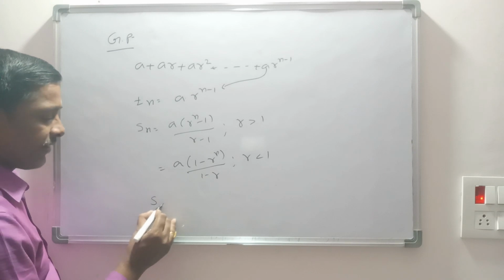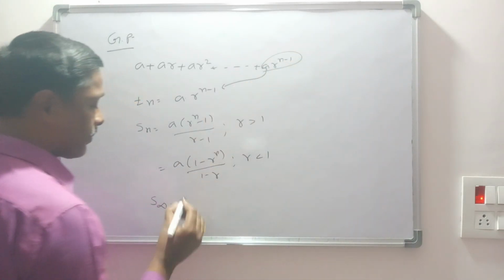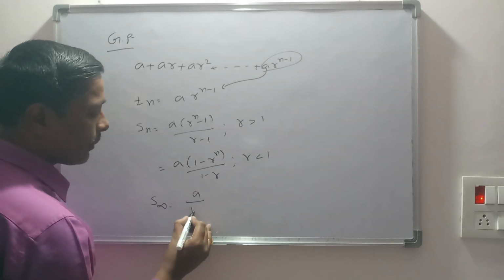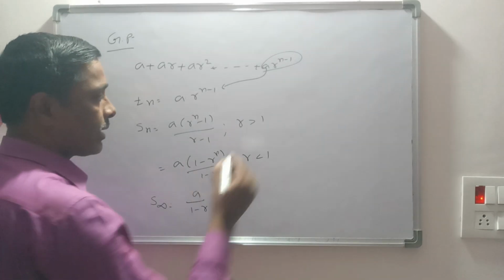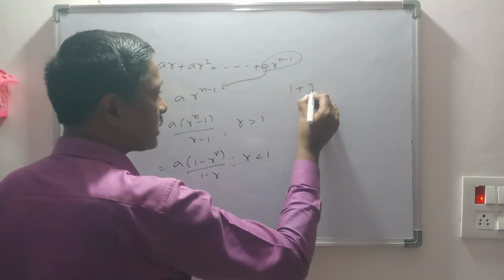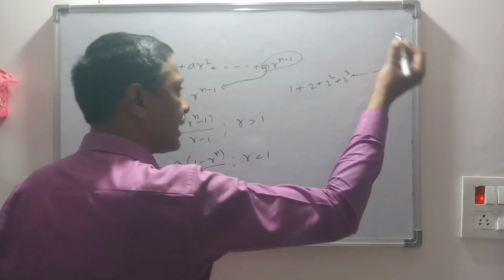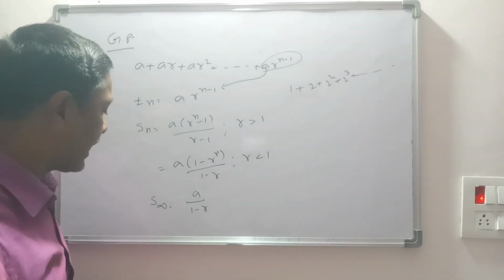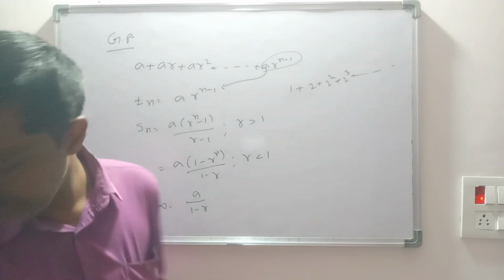Next one, S infinity means infinite terms, where the last term is not there. a by (1 minus r) is called S infinity. For example, 1 plus 2 square plus 2 cube plus so on infinity. Last term is not there, so use S infinity. This is GP.